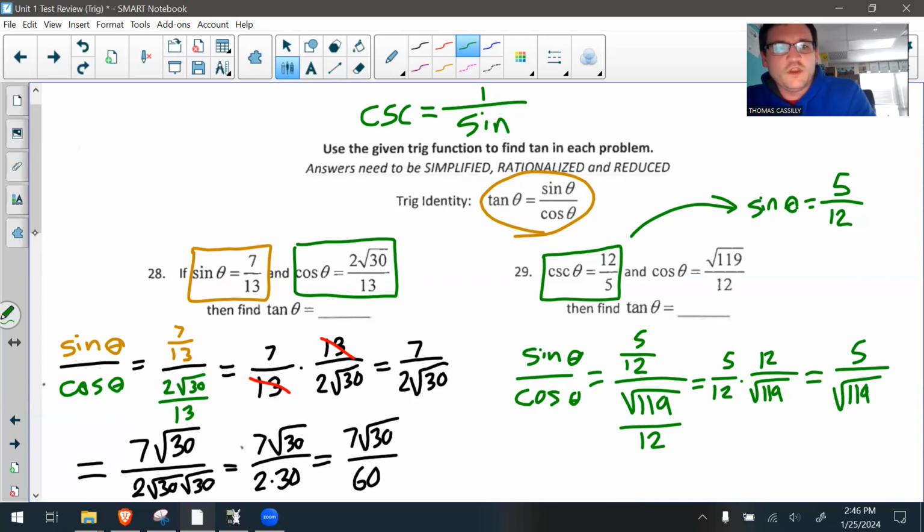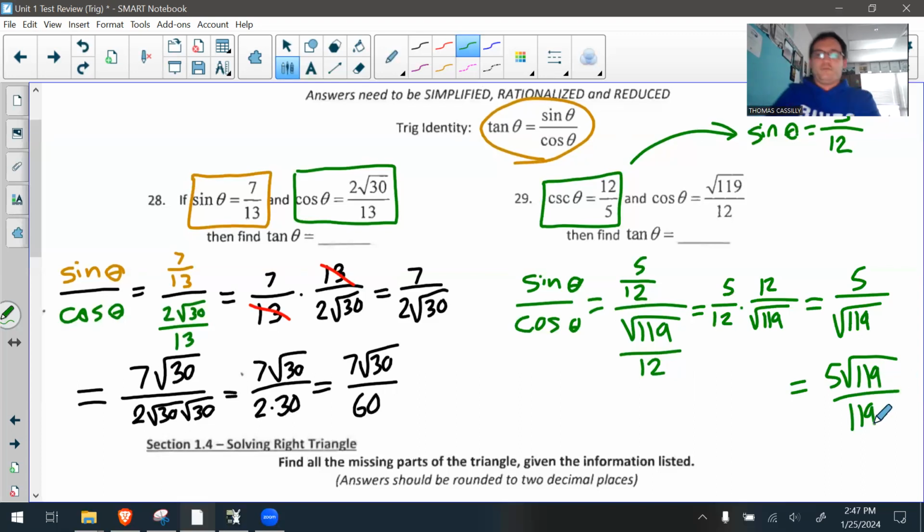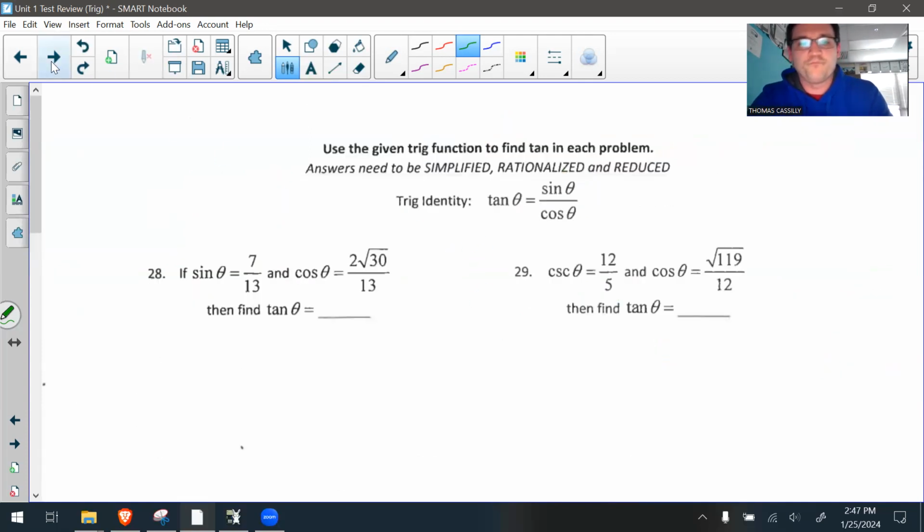And we can fix this. We got 5 square root of 119 on top, all divided by a normal 119 on the bottom. And that's how we'll do this type of problem here. Now let me show you a second way.